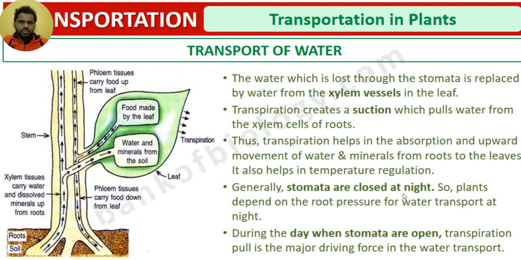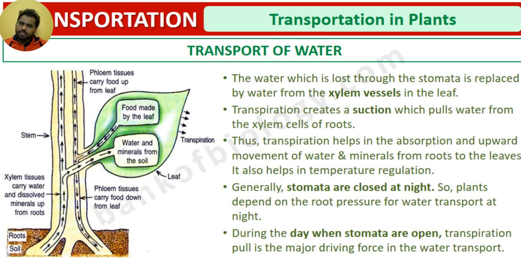So, transport of water. What is happening in transport of water? The water which is lost through the stomata is replaced by water from the xylem vessels in the leaf. Transpiration creates a suction which pulls water from the xylem cells of roots. Thus transpiration helps in absorption and upward movement of water and minerals from roots to the leaves. It also helps in temperature regulation. This is the function of transpiration: it helps in temperature regulation, and it also helps in upward movement of water and minerals.